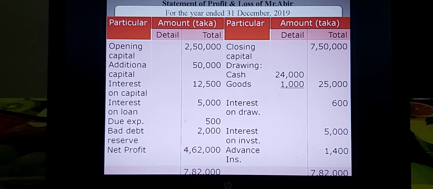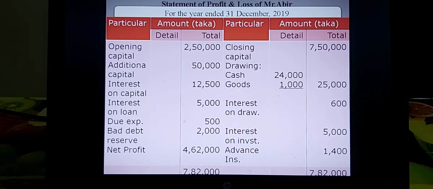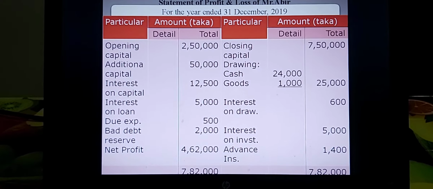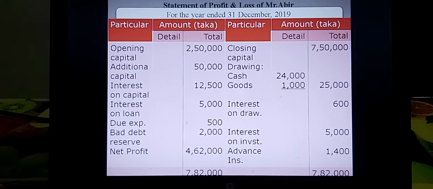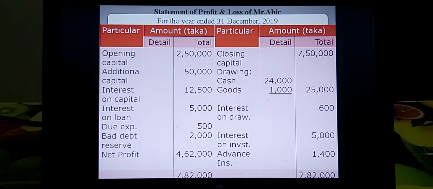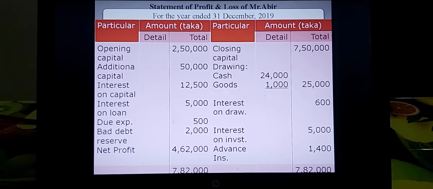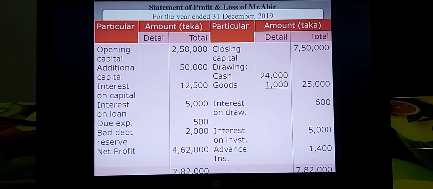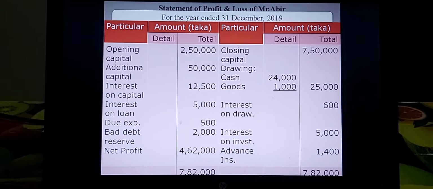Bad debt reserve on debtors at the rate of 2.5%. Total debtors amount is taka 80,000. So bad debt reserve 2.5% on 80,000 is the amount of 2,000.